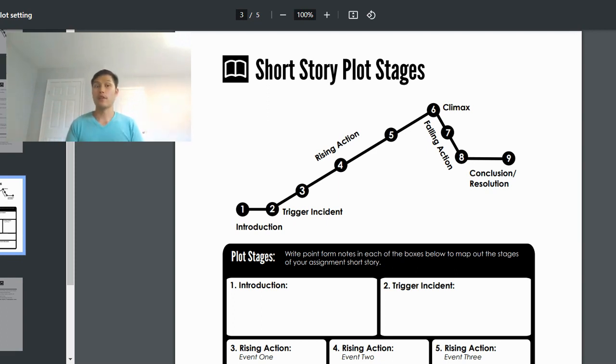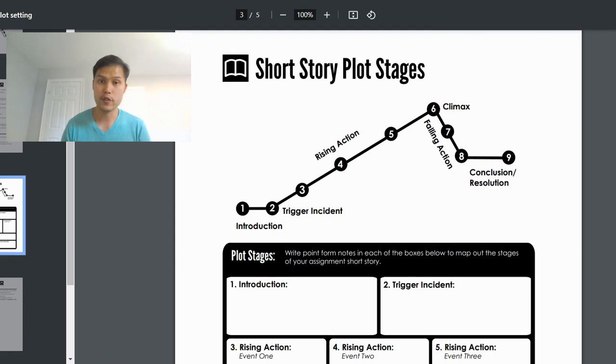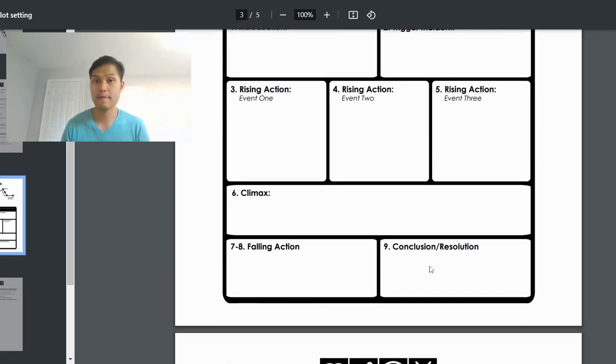Anyways, so for your activity, you're going to pick a story, you're going to do this diagram, and you're going to develop that.